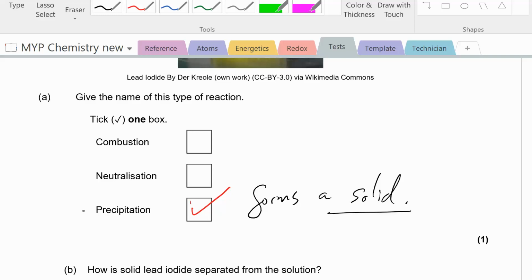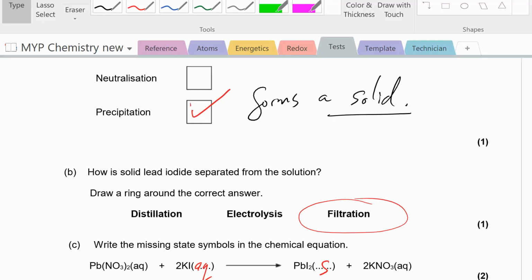Similar in geography, when gaseous water turns to liquid water, it's precipitation. It's called rain, where it goes from one state to another. In chemistry, that's when it goes from a liquid, or aqueous, to a solid, that we call it precipitation.